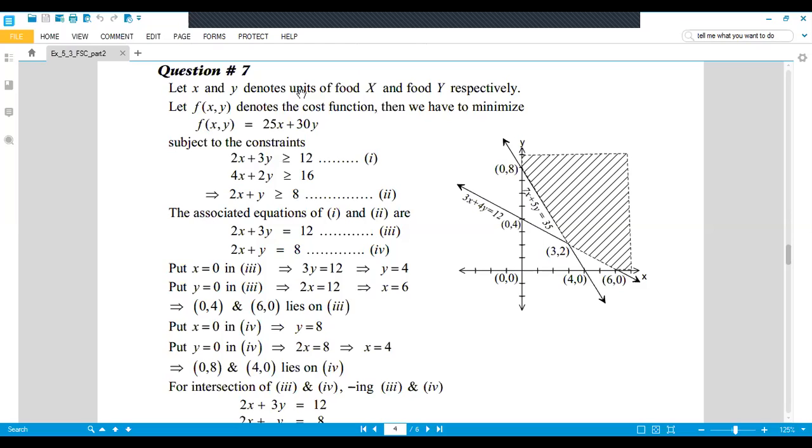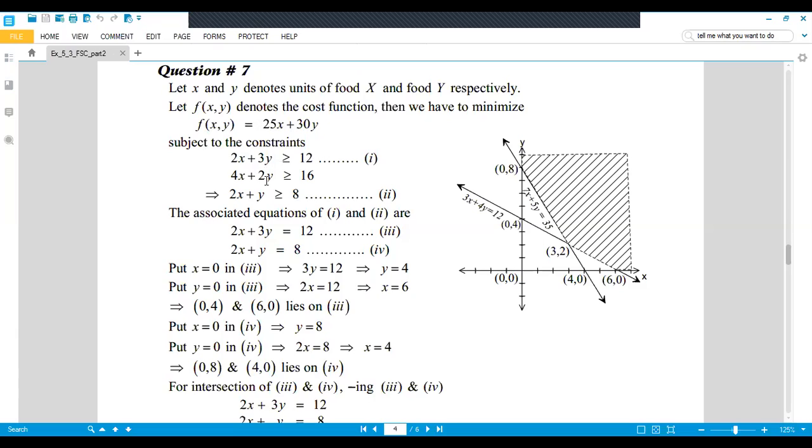Let x and y denote the units of food X and food Y respectively. So x and y represent food X and food Y, which are given in the statement. f(x, y) denotes the cost function, which we have to minimize. The cost for X is 25 rupees and for Y is 30 rupees. So 25x + 30y is the objective function. Now the subject to constraints.